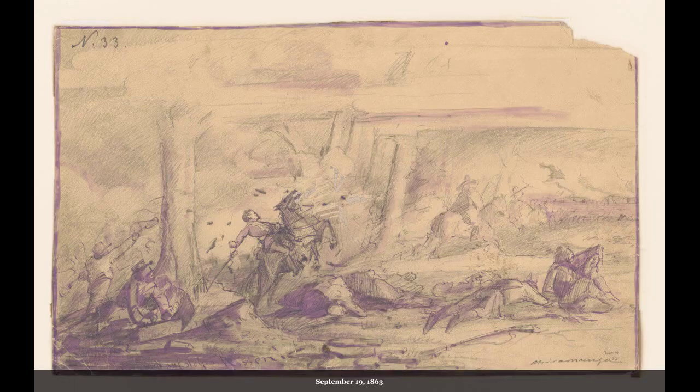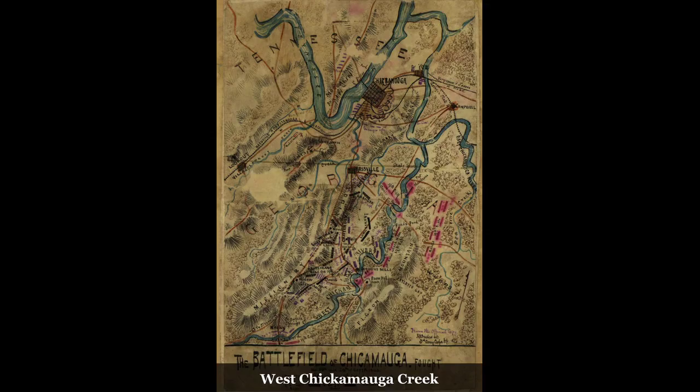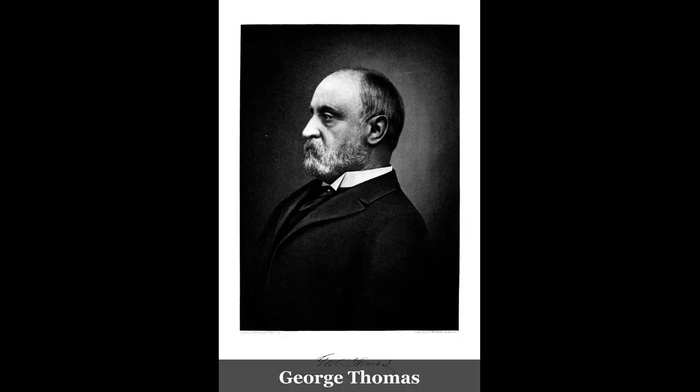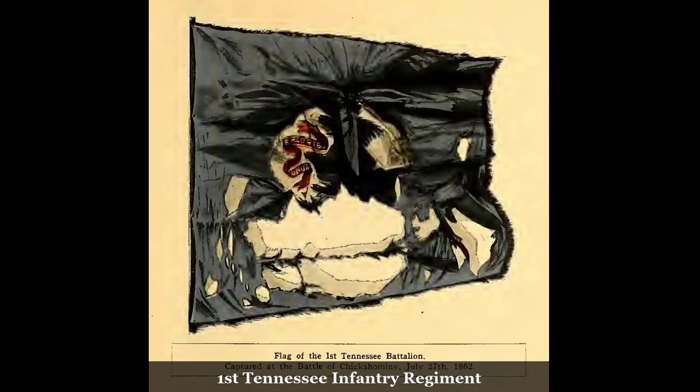The battlefield itself was a complex tapestry of woods, ridges, and valleys, with the West Chickamauga Creek flowing sluggishly through the center. As the Union Army advanced, they encountered a series of Confederate defensive lines, each one anchored on a key terrain feature. One of the most critical moments in the battle came when the Union 14th Corps, led by Major General George Thomas, launched a bold assault against the Confederate right flank. The fighting was intense and chaotic, with both sides suffering heavy casualties.